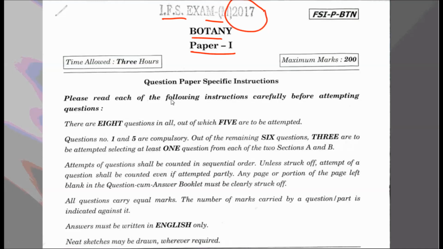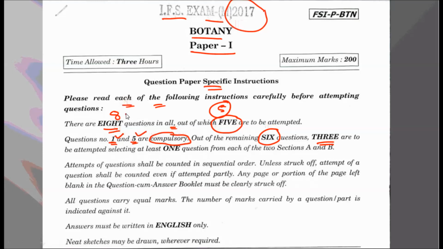Before starting the question paper, here are some specific instructions given to each candidate. You should read these instructions very carefully before you start your paper. The first instruction is there are 8 questions in all, and out of them 5 are to be attempted. Question number 1 and question number 5 are compulsory in nature. Of the rest 6 questions, you have to attempt only 3.